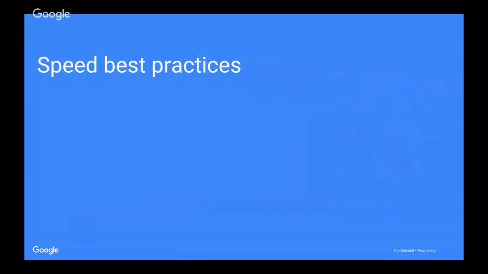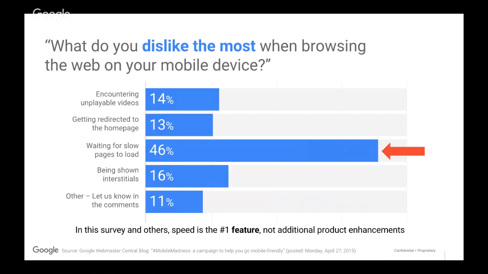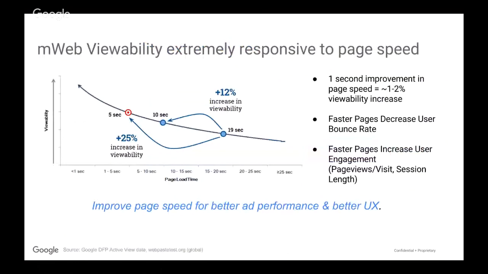So now we already talked about what to do with your website. We talked about the best practices of the ad unit, and now we will talk about speed. Of course, you'll ask us why we should be concerned about speed. So we did a survey about the most disliked thing when browsing through a mobile device. And we found out that waiting for a slow page to load is the number one voted as the least liked. So in other words, users dislike a slow website more than maybe encountering interstitial ads or any other thing.